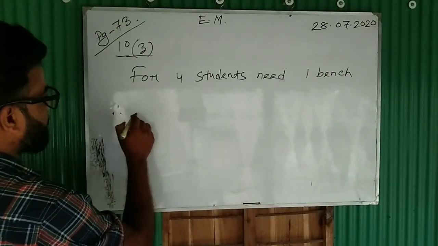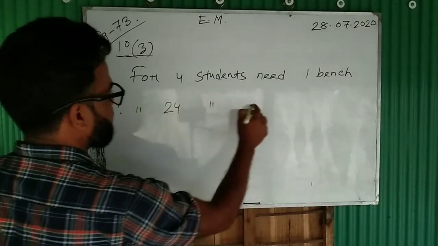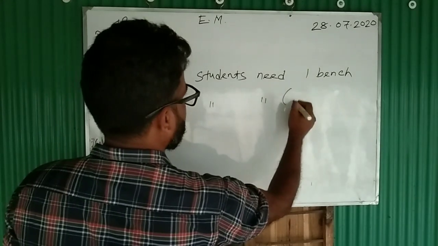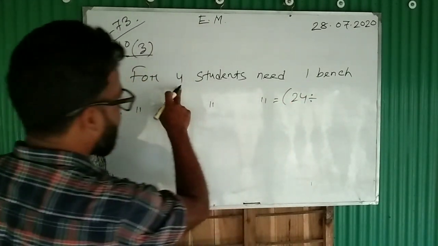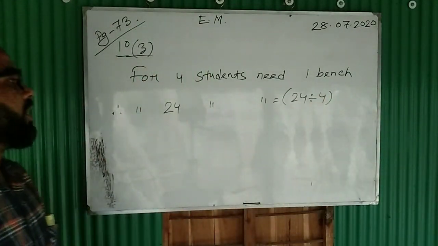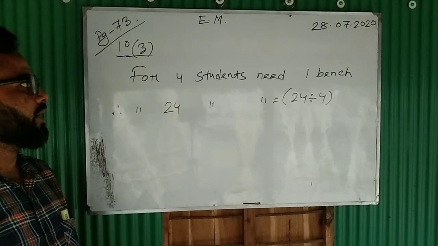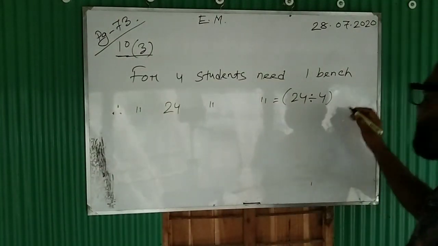Therefore, 24 students need 24 divided by 4. Why divided by 4? Because in one bench 4 students sit.